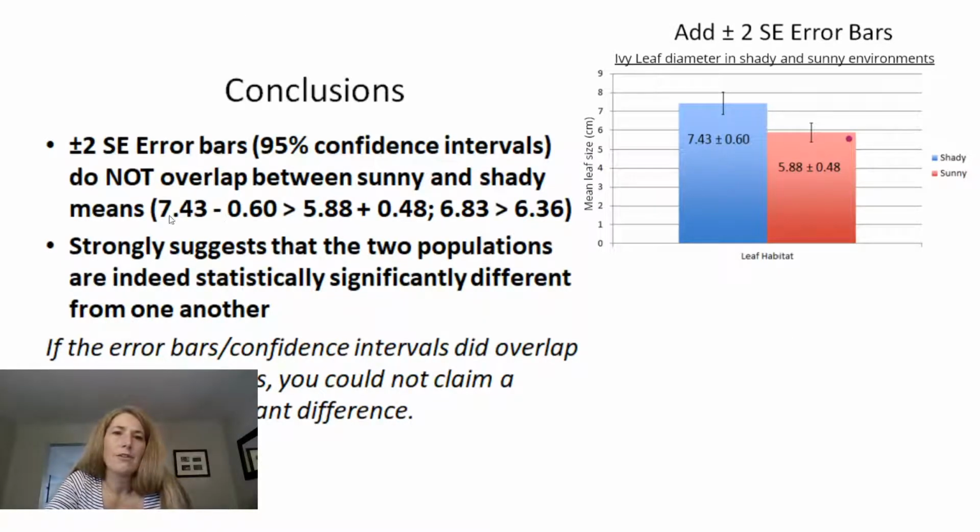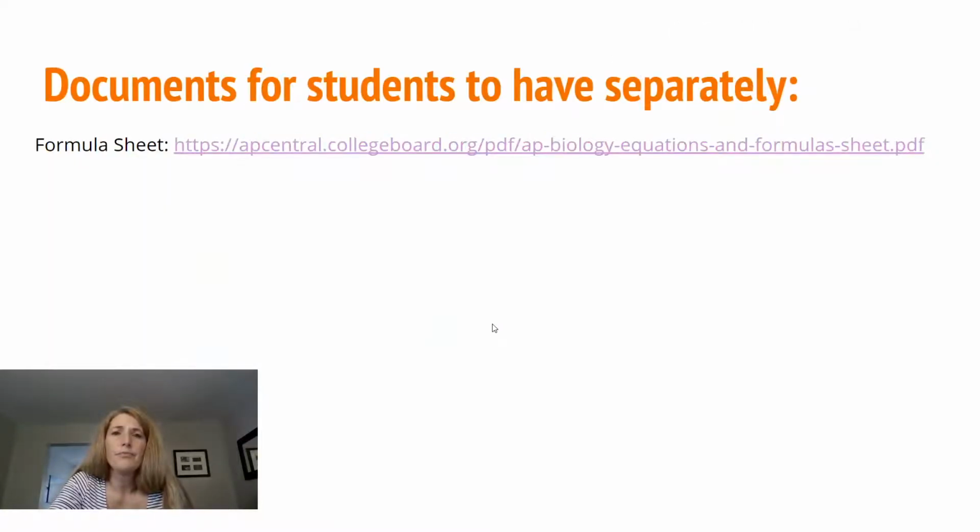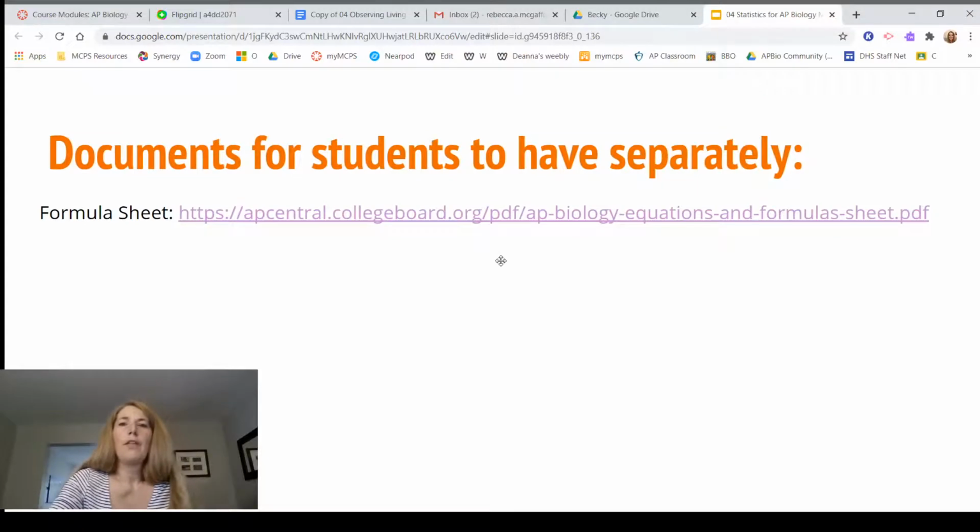So this is telling you that 7.43, which is the average, minus the 2 standard errors of the mean, is still greater than 5.8 plus 2. So it's telling you, this is a really long way of saying that the bottom of this point is still higher than the top of this point. And therefore, I say that they are statistically significant. All right, so that is going through that whole slideshow.